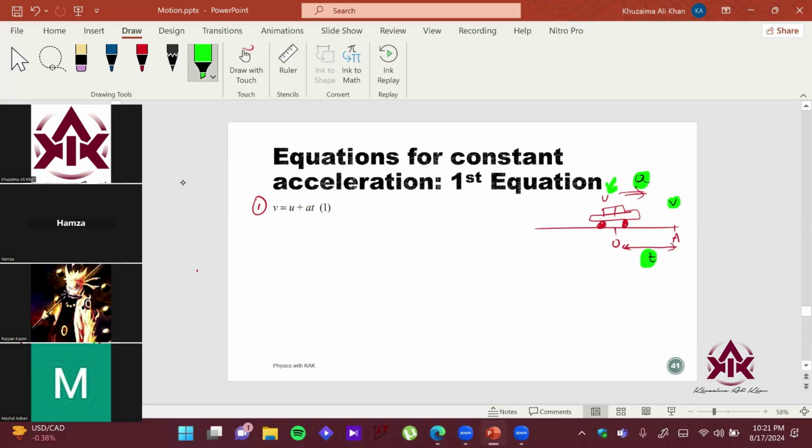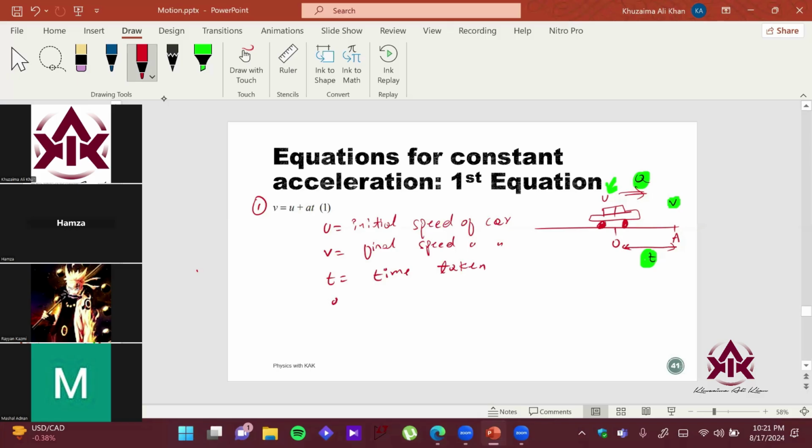If we have four variables over here, first of all, let me define the variables. What is u? u is the initial speed of the car. v is your final speed of the car. And what is t? It's the time taken. And what is a? a is your acceleration of the car. So let's derive this equation.